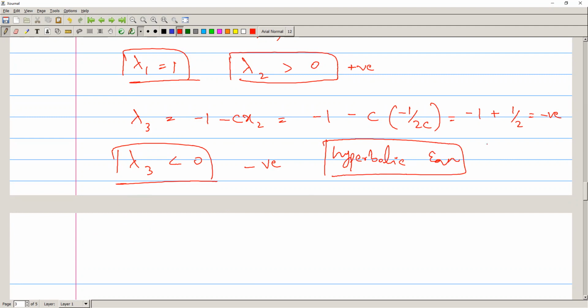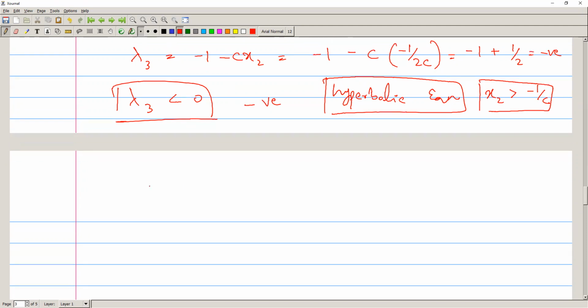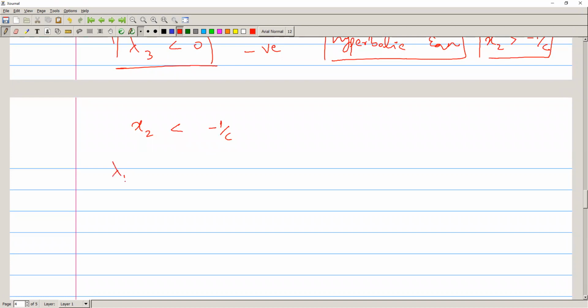The condition is if x2 is greater than -1/c, right? So what if x2 is less than -1/c? Let's check lambda 2 first. Lambda 1 is 1, it's constant. So lambda 2 will be 1 plus c times x2, with x2 less than -1/c. So it will be like -2/c, -3/c, or something like that. So this will be -1. So this is negative. And when we keep on doing this, we'll always get lambda 2 as negative, right?